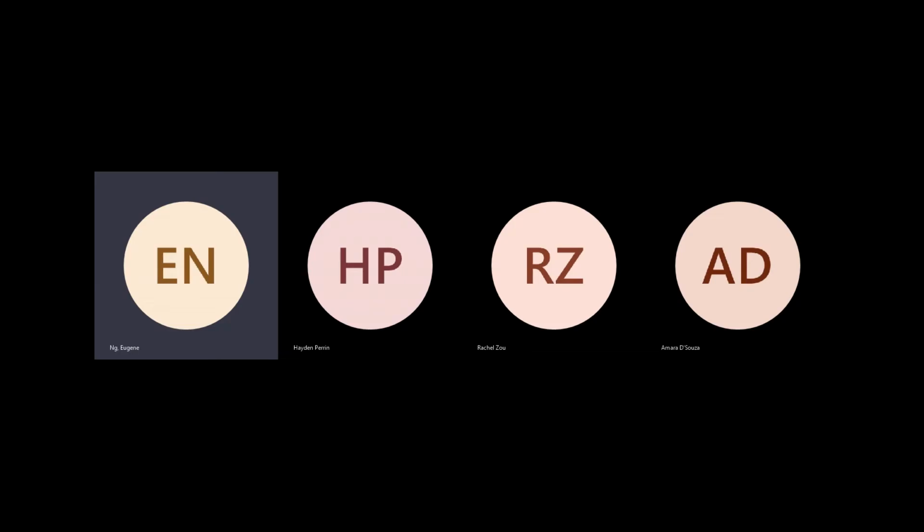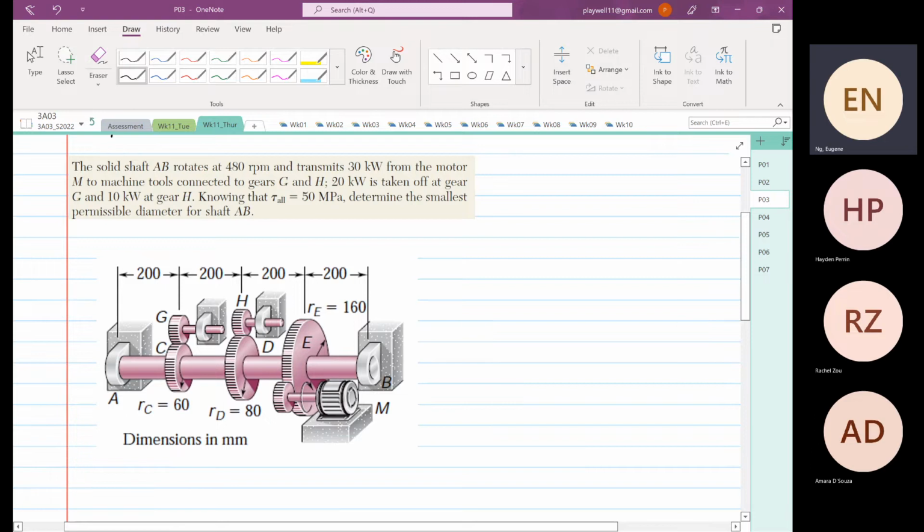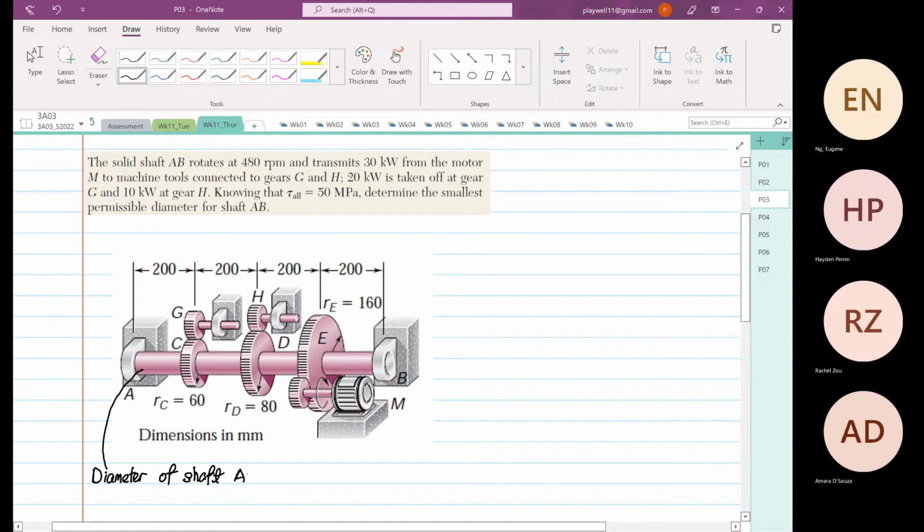This is where we look at system integration, i.e. we have a motor, we have a gearing system, right? So we have to determine the smallest diameter. So what we're going to do is determine the diameter of shaft AB. Okay. So we want to determine the smallest diameter that we can use.